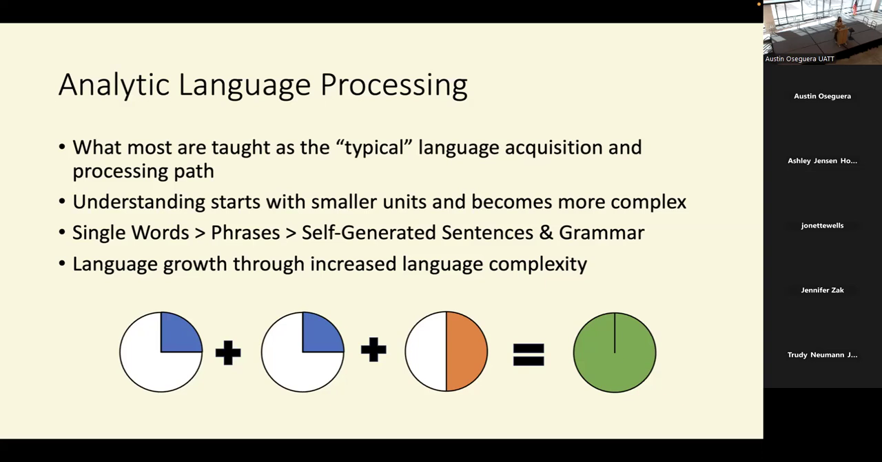But segueing into Gestalt language processing, when we're thinking about language processing, there's the primary model that we were all taught, which is analytic language processing. When we're in school, whether you're a special ed teacher, or learning human development, or a speech pathologist, if you were taught about communication development, it is most likely that you were taught this model.